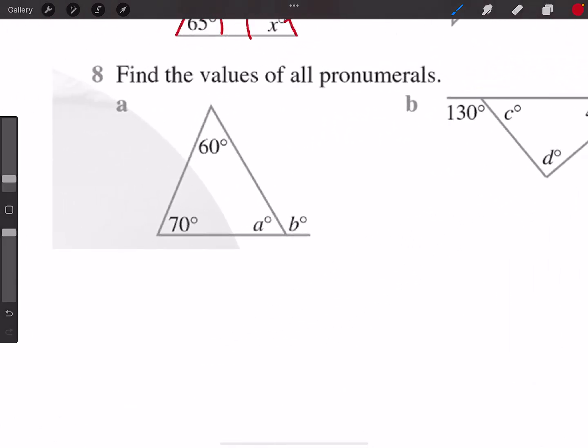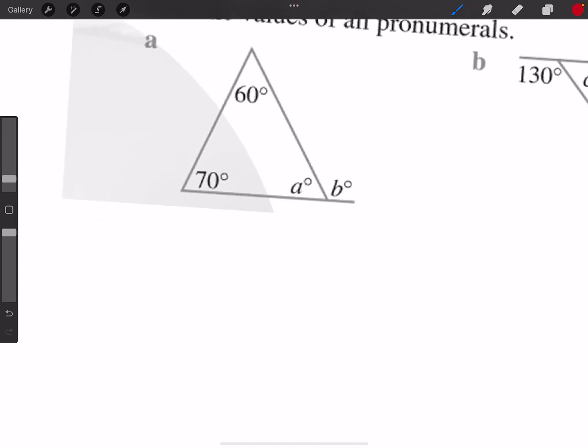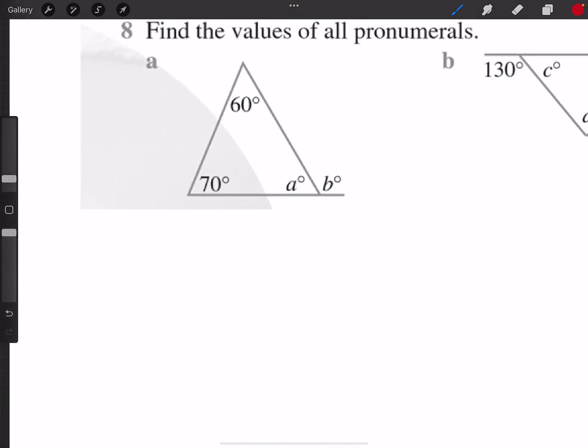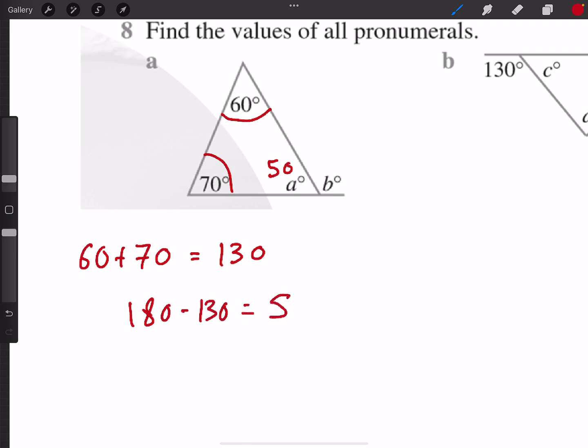Question 8. Find the values of all the pronumerals. Well, 60, 70, this must be 50. How do I know that? Because 60 plus 70 is equal to 130, and 180 take away 130 is equal to 50.